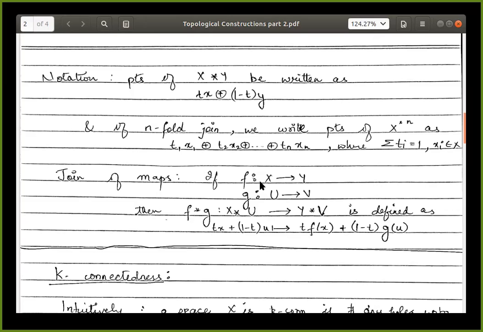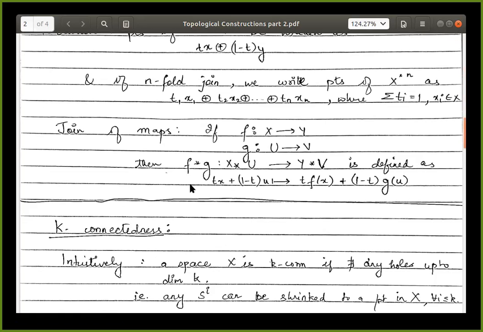And once you have the join of spaces, how can we extend the maps from spaces to the join of spaces? For that, let's say we have a map f from x to y, g from u to v, and we consider the join of x and u, which is this, and another space y join v, which is this. I can actually define a map f join g from this space to this space in the most obvious way. With this notation, I know that points of x join u look like tx plus (1 minus t)u, and it should be sent to t f(x) direct sum (1 minus t) g(u). So this way we can define the join of maps.